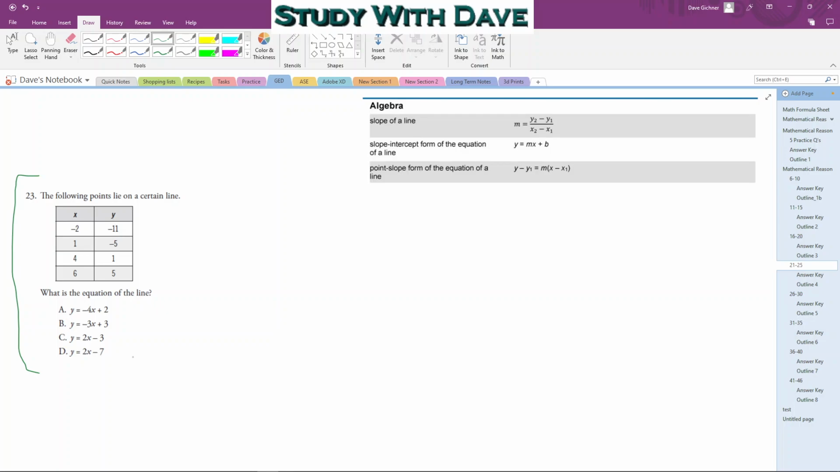The long and arduous way would be to take this -2, plug it into x, then take the -11, plug it into y, and then see if when you plug those numbers in, it still makes sense. And we did that on a previous problem. And then you would have to take 1, plug that into x, take -5, plug that into y, and make sure that works. And you have to go through all of those until you figured out which equation here satisfied all of these.